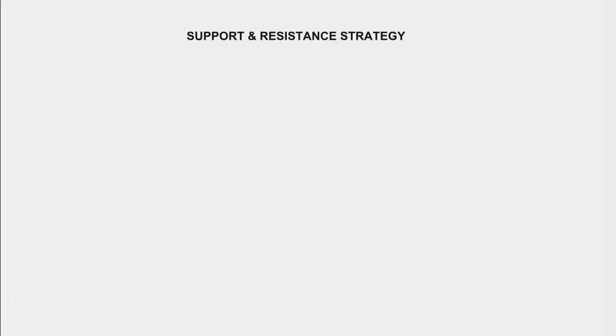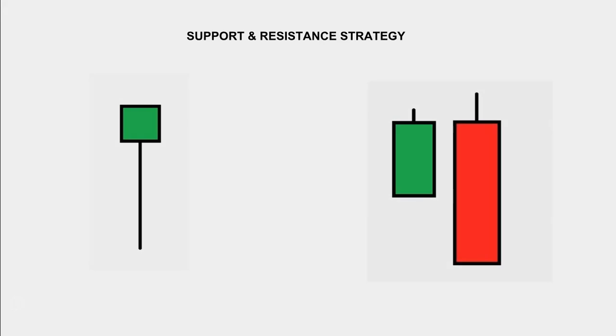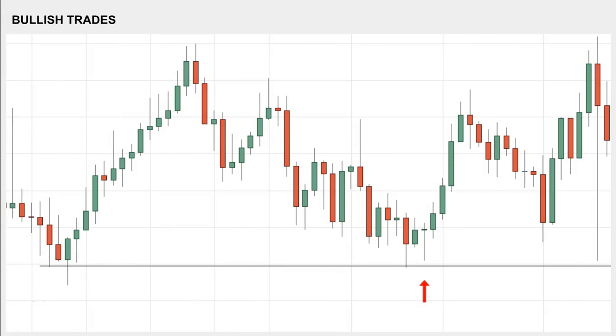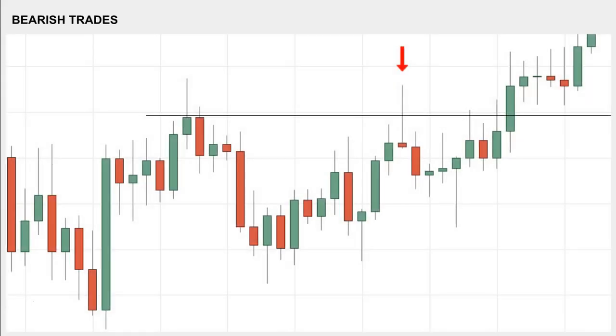First, you'll need to have a strategy. For this example, we'll be using a simple support and resistance strategy. Basically, we'll be looking for pin bars or engulfing candles that reject the support and resistance level. For bullish trades, the stop loss will be just below the signal and the entry will be just above. For bearish trades, the stop loss will be just above the signal and the entry just below.